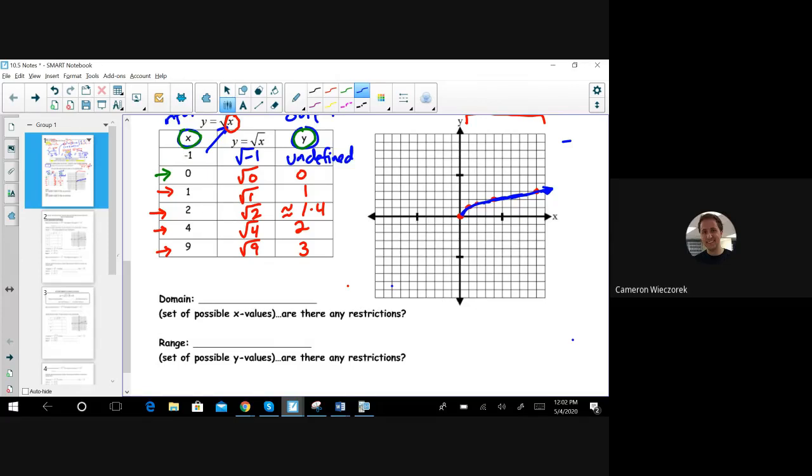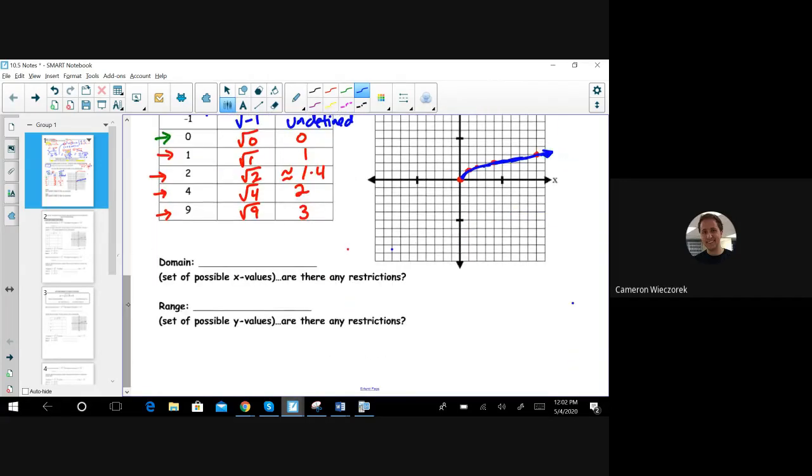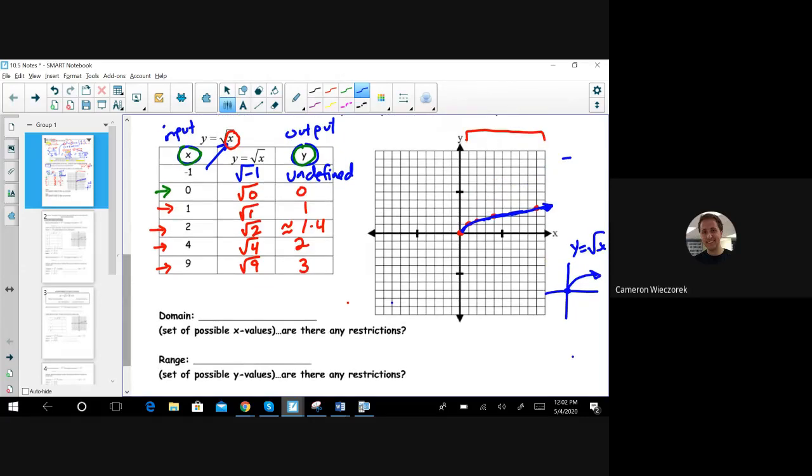All right, so this is what our parent function looks like for the square root graph. It starts at the origin, bends upward, and grows very slowly. This is what your mind should be thinking of when you think of the parent function for the square root of x. Now the question is, what's the domain? Remember, the domain means what x values can we put into the problem, and the range is all the y values that can come out of the problem.